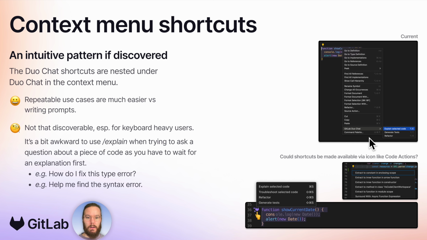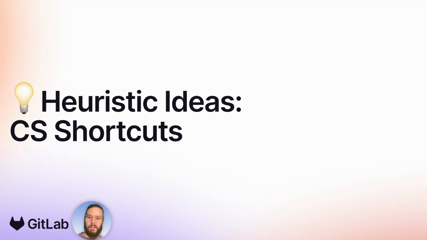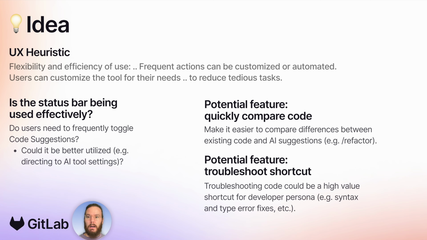So one idea for shortcuts is maybe we can make them a little more discoverable through an actionable gutter icon, similar to code actions, or maybe we can even integrate it into the code actions menu. So some general heuristics ideas. Flexibility and efficiency of use is really important.